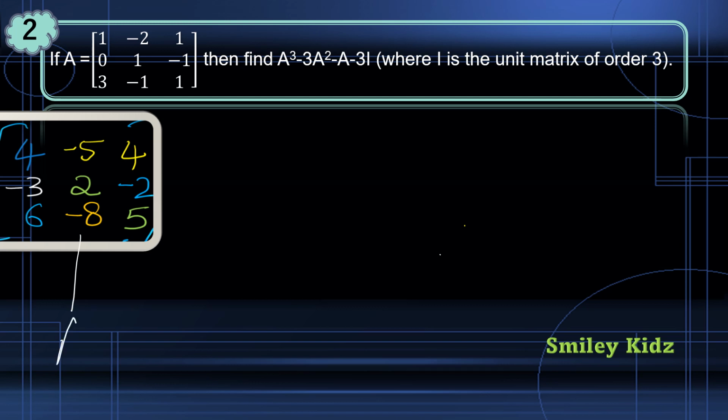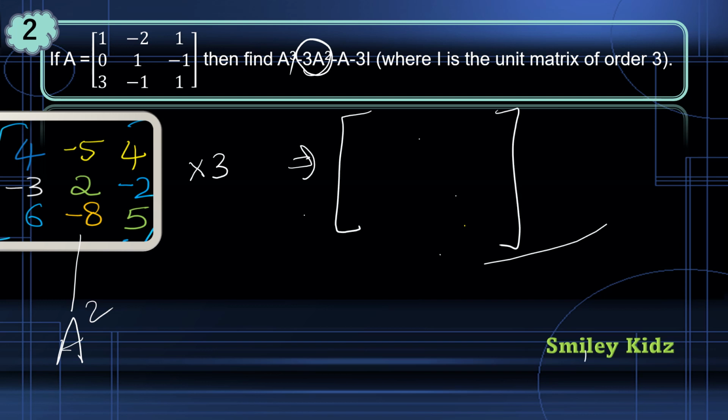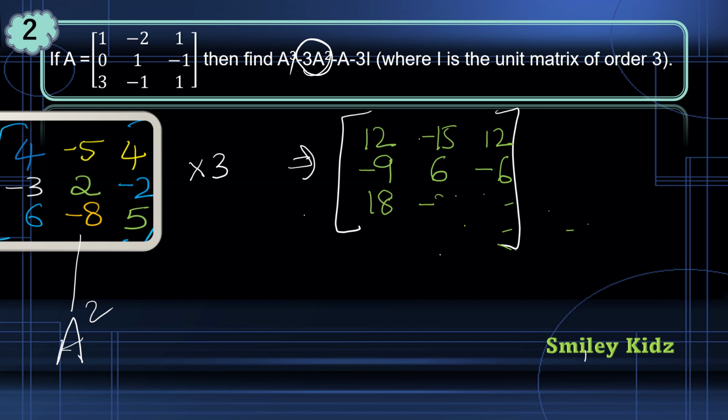Now this was our A square. Do you all remember? Now in order to find 3A square, I need to simply multiply this entire matrix by 3. So I'm gonna multiply 3 with every element in the matrix. That will be equal to 12, minus 15, 12, minus 9, 6, minus 6, 18, minus 24 and 15. Here we go, we have our 3A square.